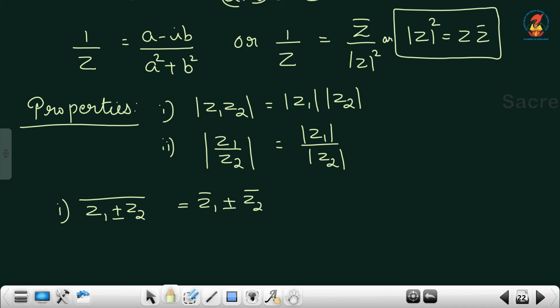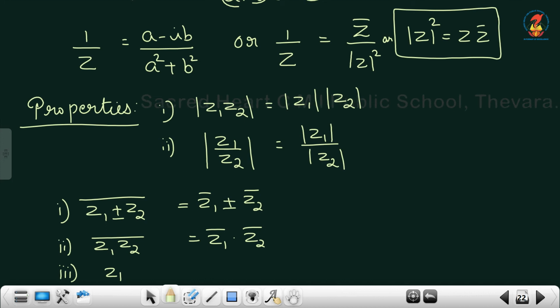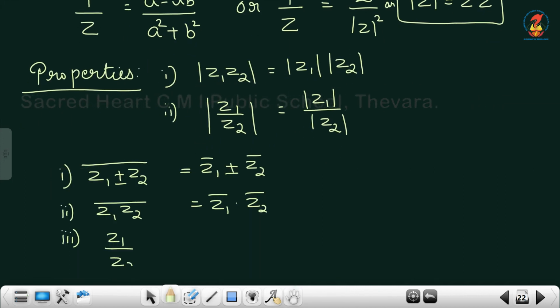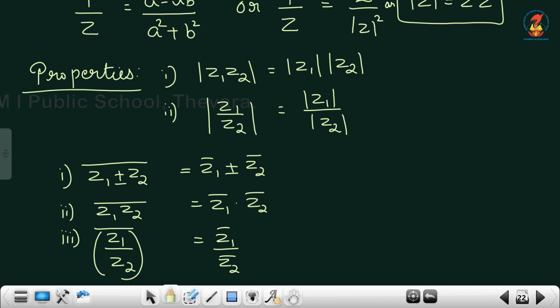So together we can write the second one, z1 z2 bar is z1 bar into z2 bar. You can prove all these when you take an example. z1 by z2 whole bar is equal to z1 bar by z2 bar. Okay, now look at one example.